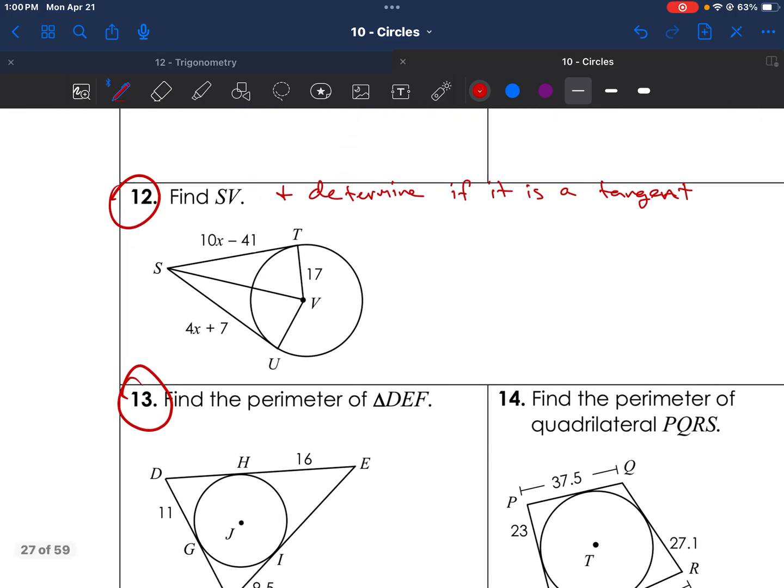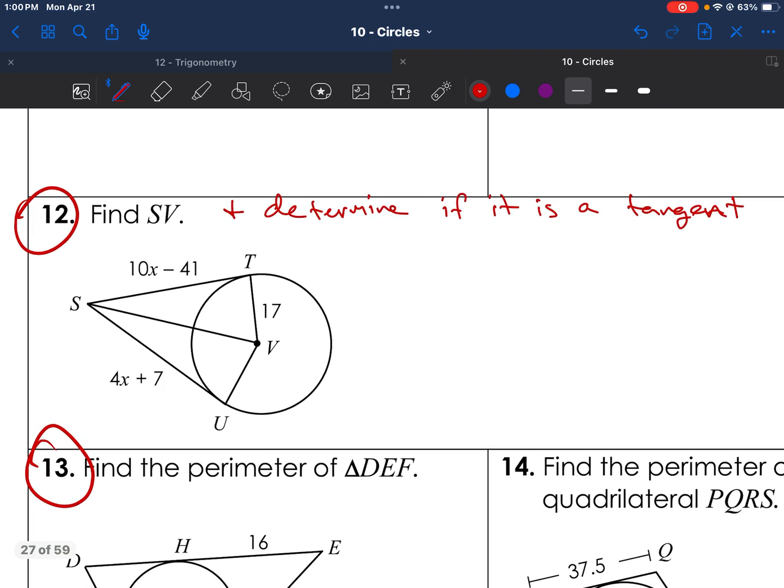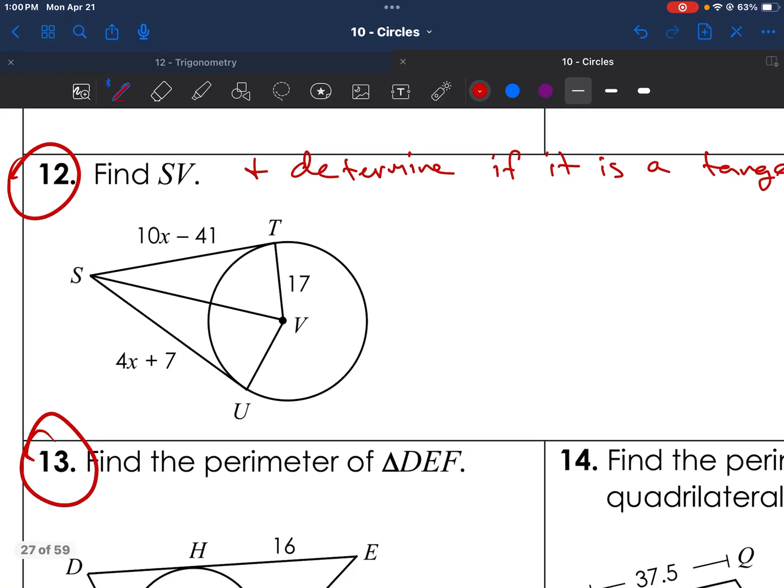All right, let's look at 12. All right, so number 12 right here. So number 12, we are looking to find the length of SV given all the other stuff that we have right now. Well, let's start with the first thing. So we can assume that ST and SU are tangent. We're told to assume anything that looks tangent is tangent. Now what that means is that these two have to be equal. 10x minus 41 equals 4x plus 7. We work this thing down, we're going to get that x equals 8.